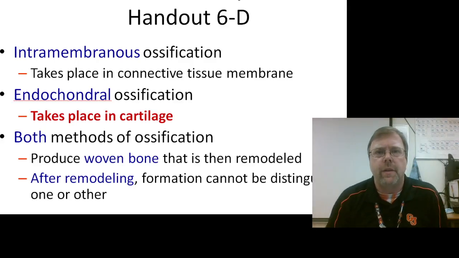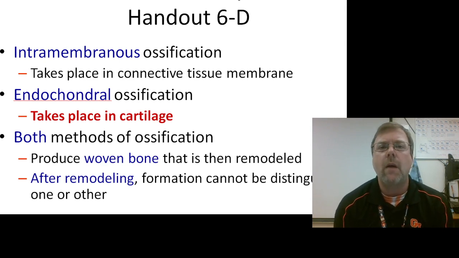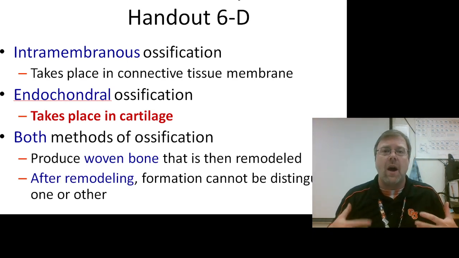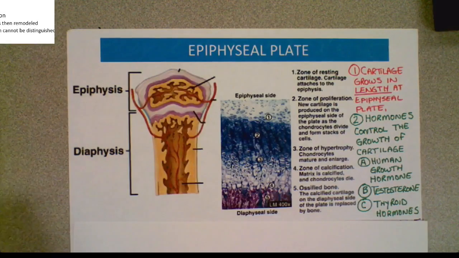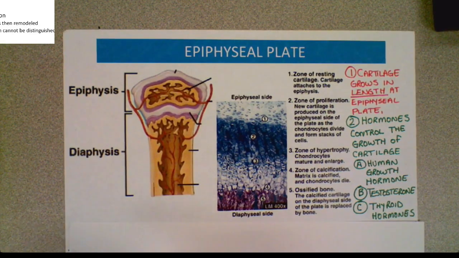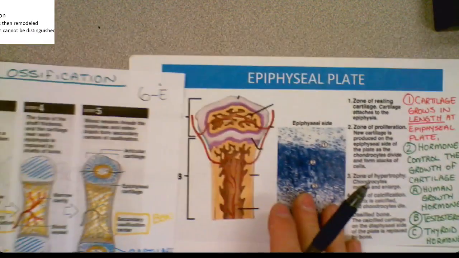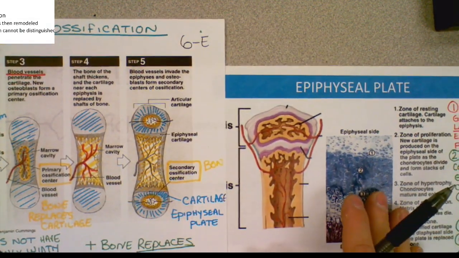Continuing on with this endochondral ossification, we're going to now look at Handout 6F. Handout 6F is going to show us in more detail this epiphyseal plate. So if I open up our handout, I've got essentially the same picture that we had in the last handout. Here's our last handout, endochondral ossification, Handout 6E.